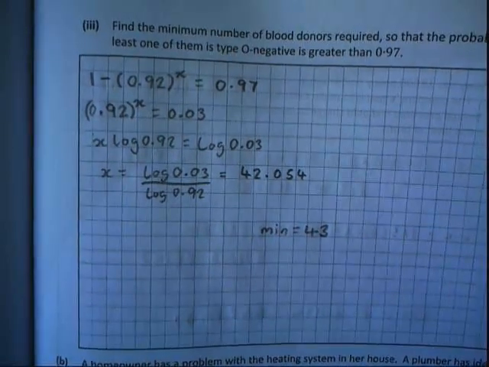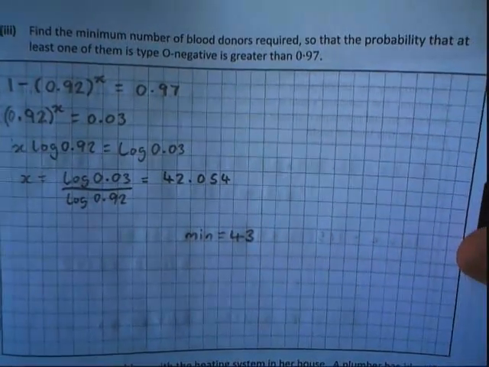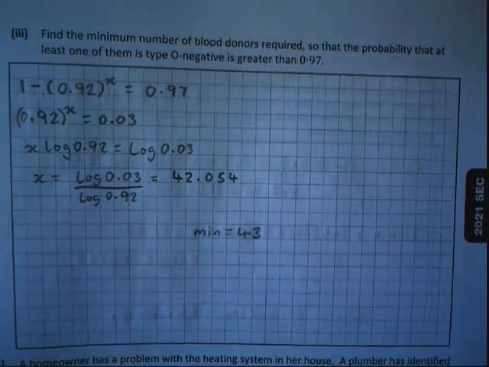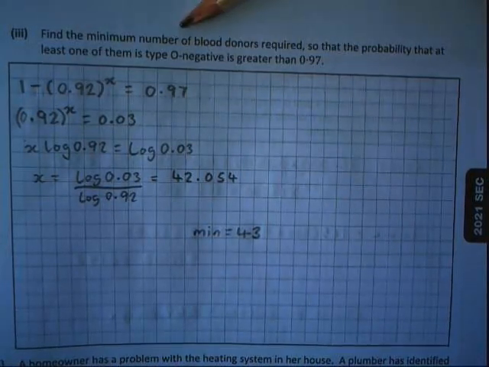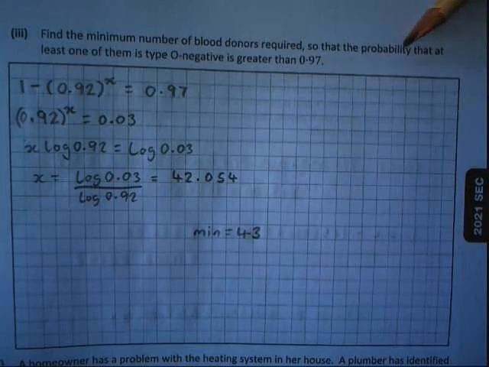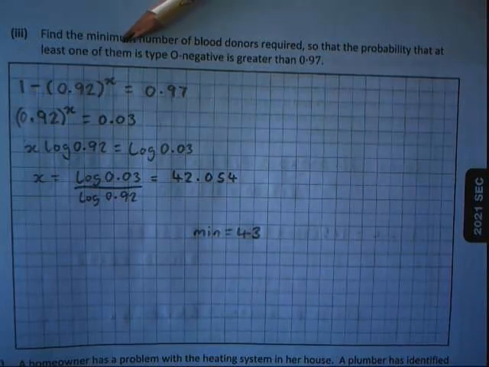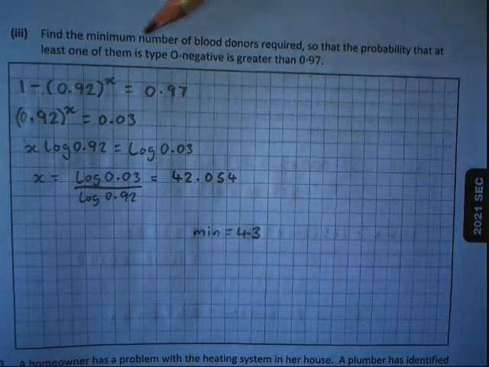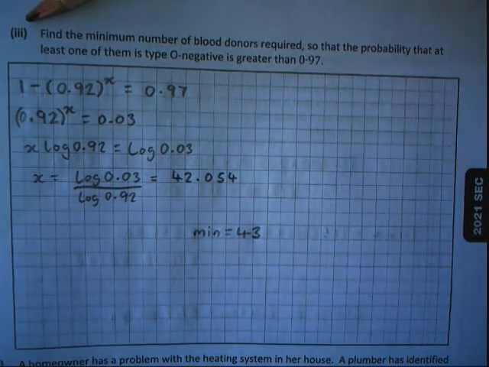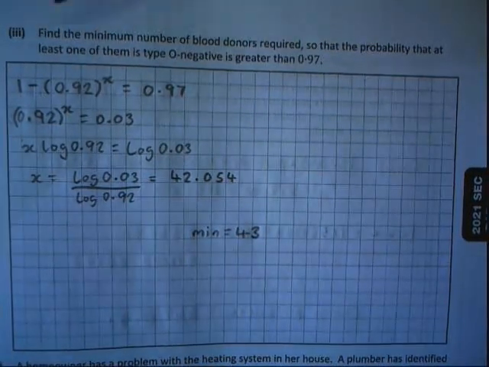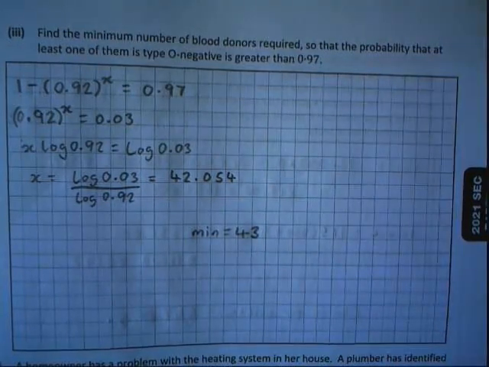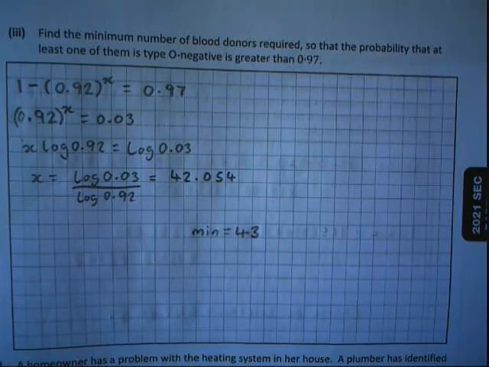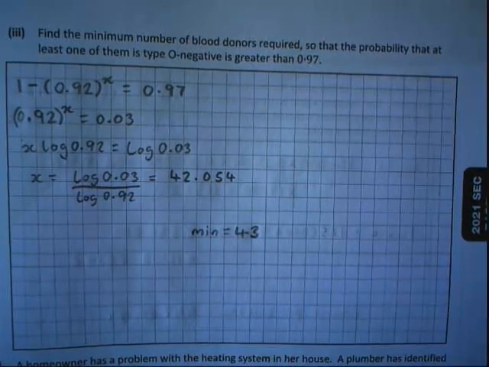Okay. This one, a couple of different ways of doing this. I think I've probably done it the more complicated way, so bear with me. Find the minimum number of blood donors required so that the probability that at least one of them is O negative is greater than 0.97. So this is part 3 of that question. So what we're trying to do is redo question 2, but instead of getting our answer of 34%, we want the answer to be 97%.